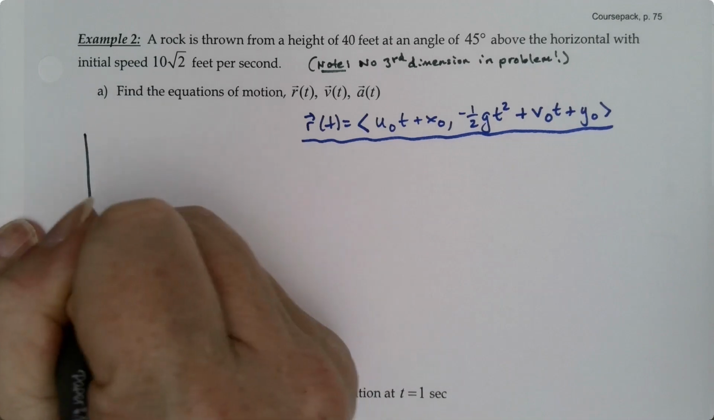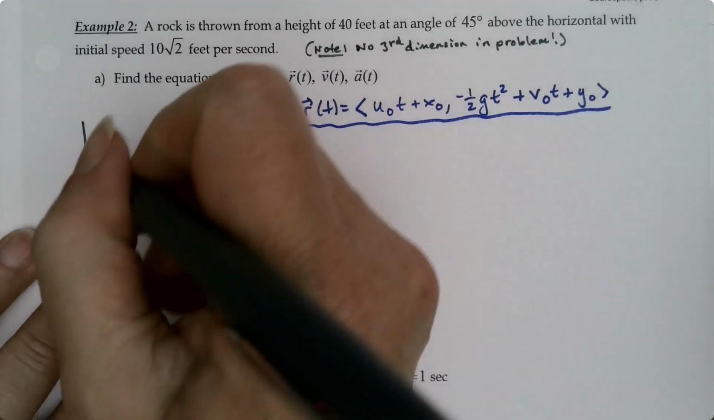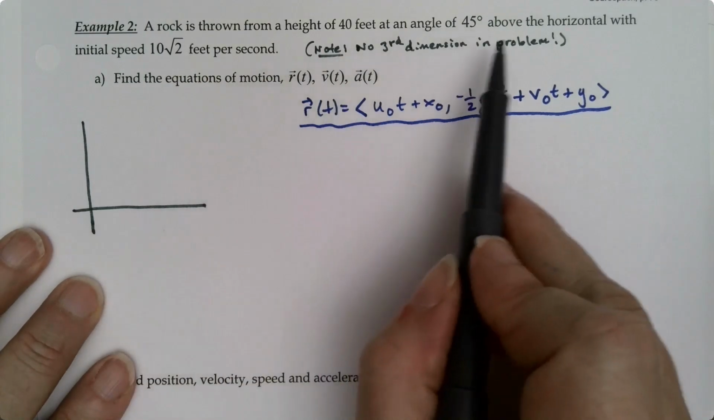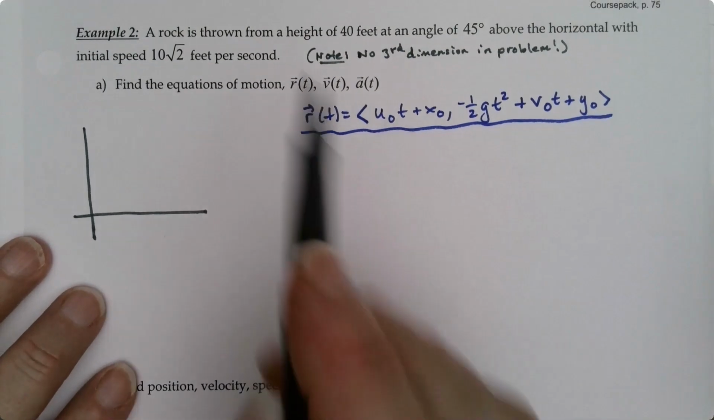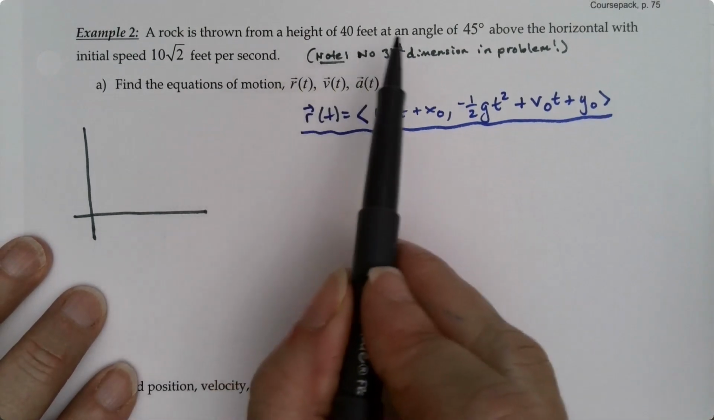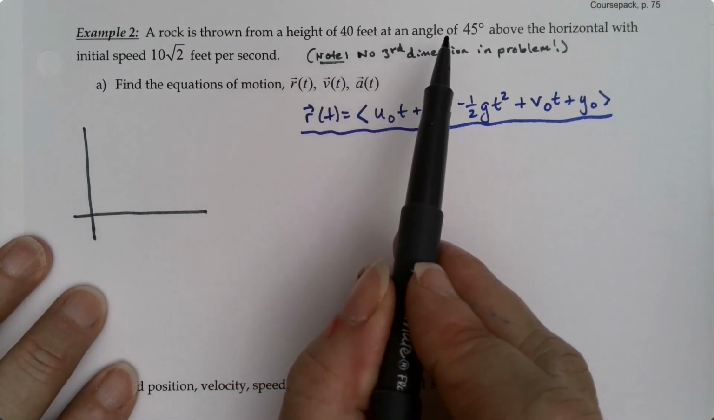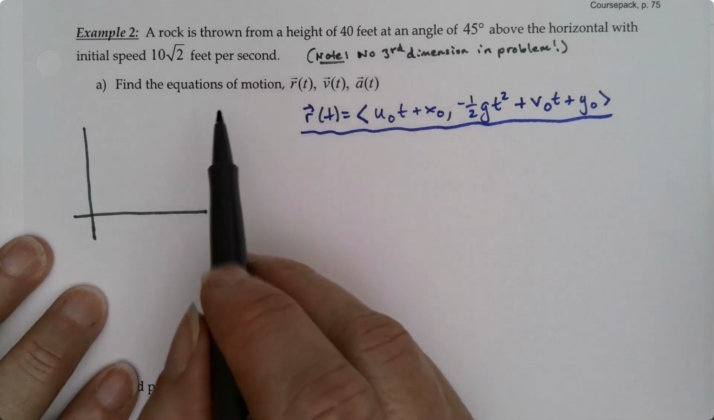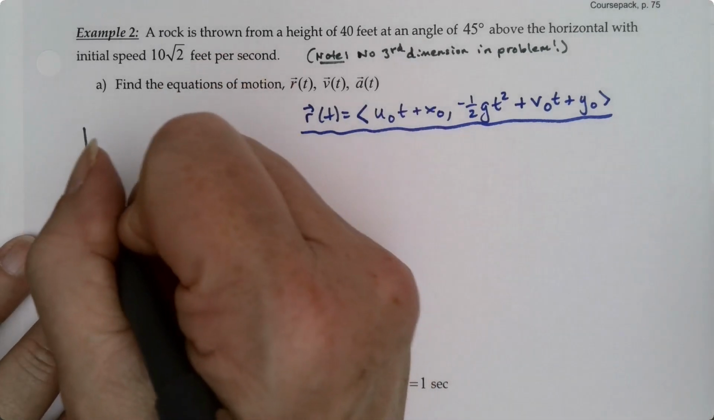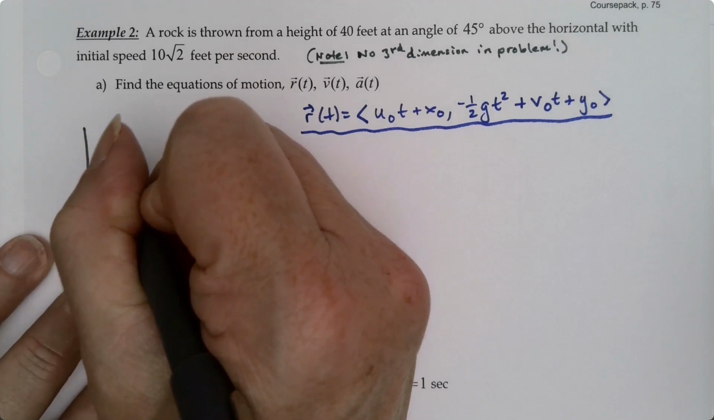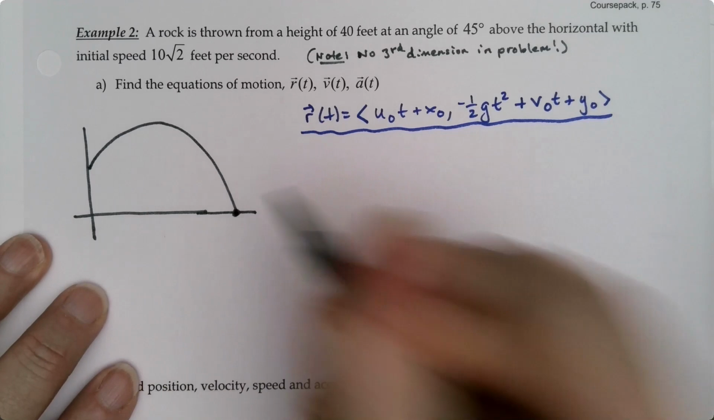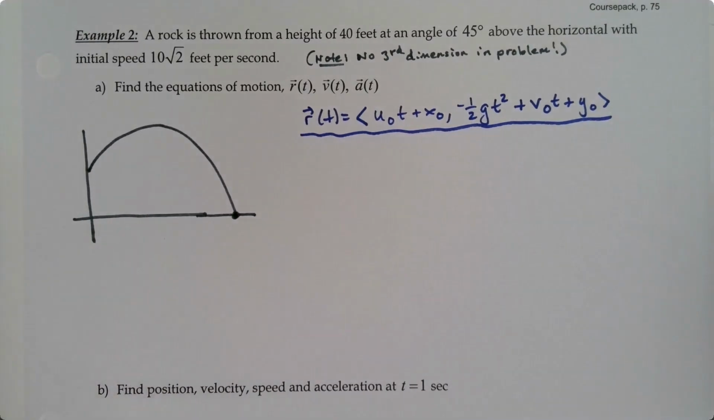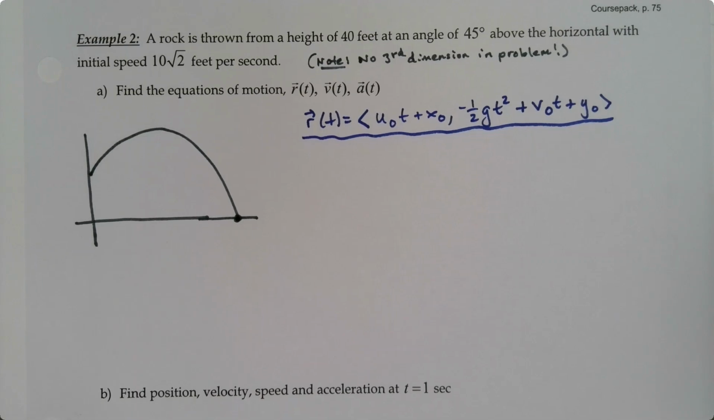So we have a projectile. It's going to start at some initial height of 40 feet, and it's going to shoot at an angle of 45 degrees above the horizontal with an initial speed of 10 square root of 2 feet per second. All right, so we have this projectile going out like this. Boom, and it's going to hit over here. Okay, so let's think about some things. What is some stuff that we know from what they're giving us here?